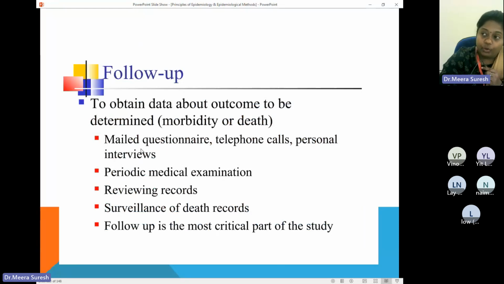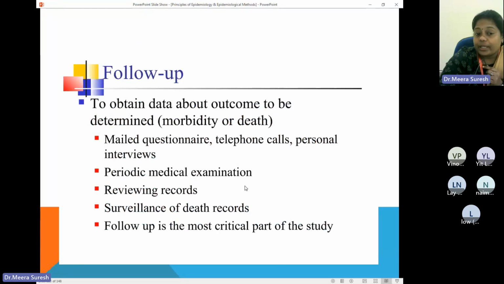Maybe 3 or 4 years people respond. 10 years later, they may not even bother. So anyway, we can do a follow up like that. We can make a direct phone call to them. We can go to their houses or call them to some convenient place and have a personal interview. And this should be routinely done according to the protocol that you have given in your study.